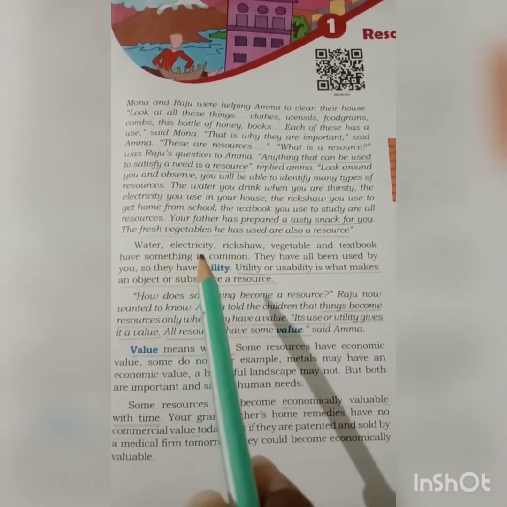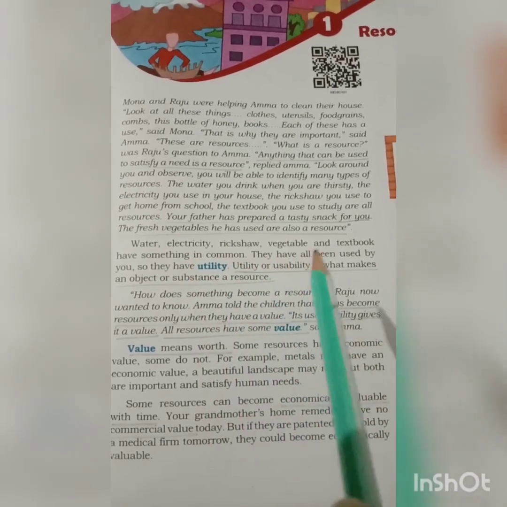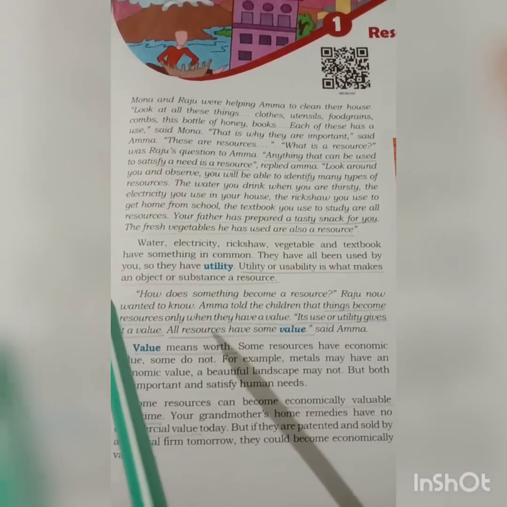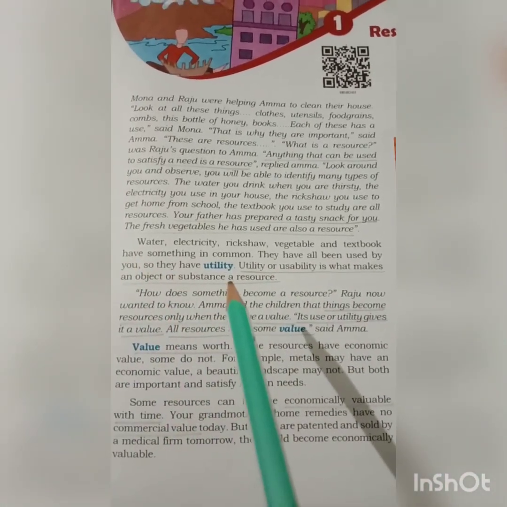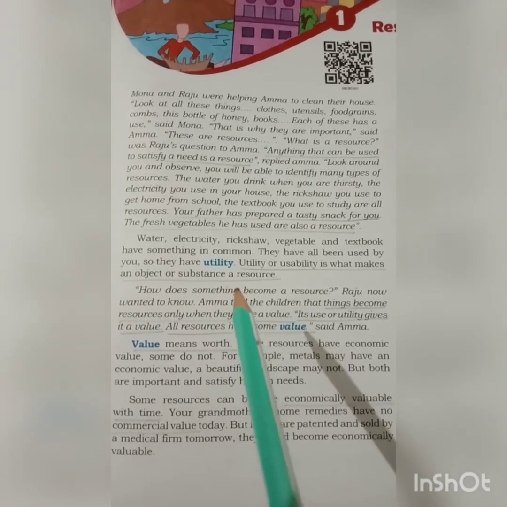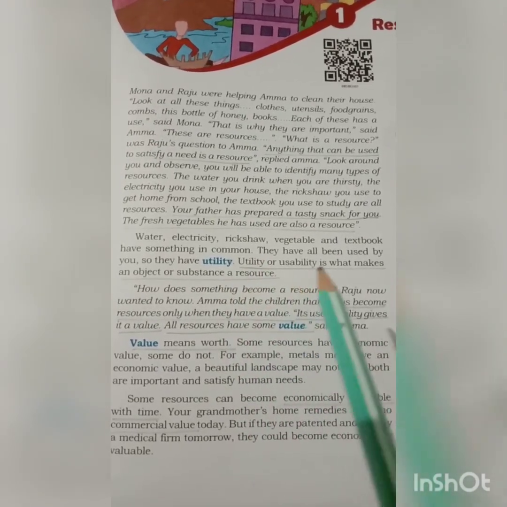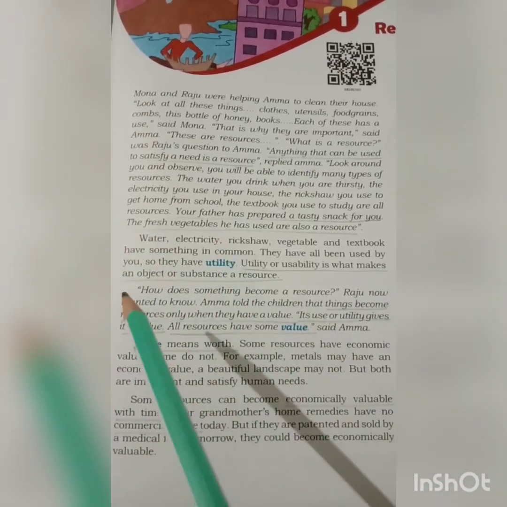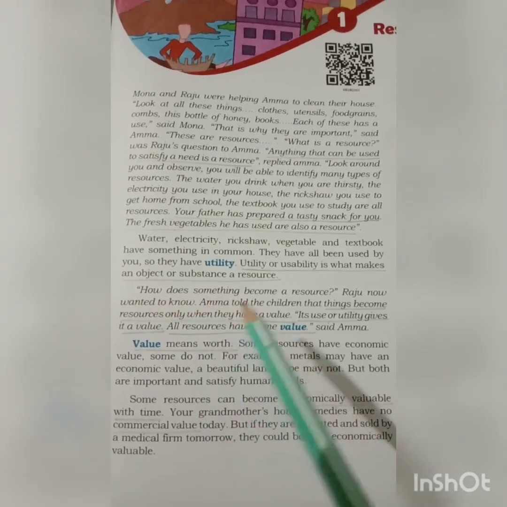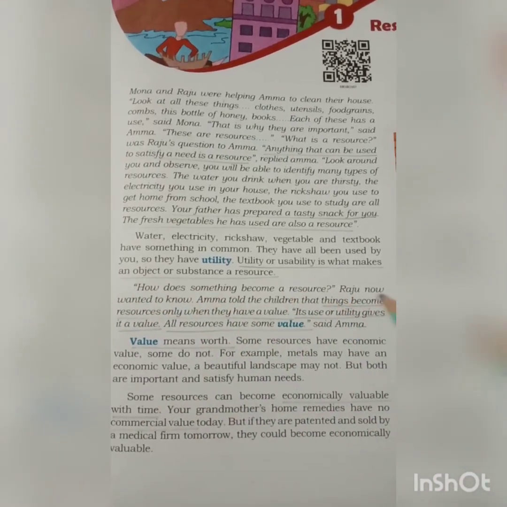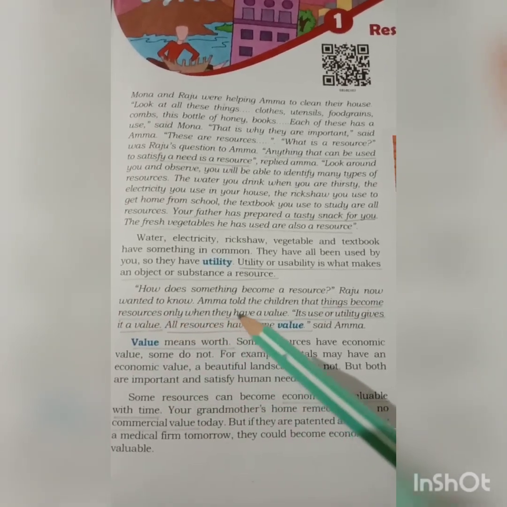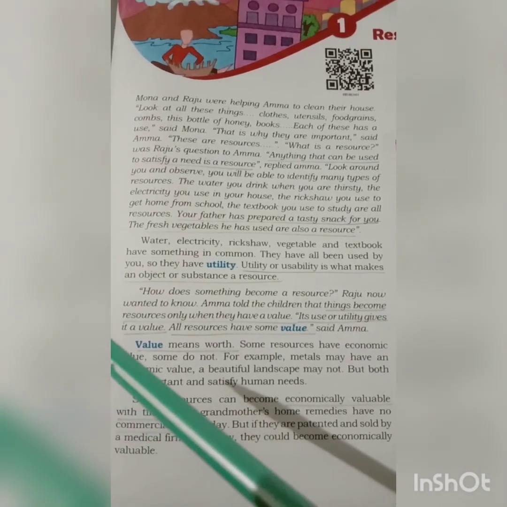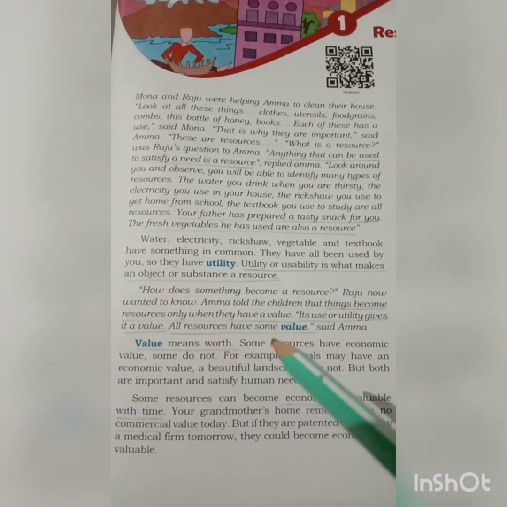Resources like water, electricity, rickshaw, vegetable and textbook have something in common. They all have been used by us, so they have utility. That means utility or usability is what makes an object or substance a resource. How does something become a resource? Things become resources only when they have a value. Its use or utility gives it a value. All resources have some value.